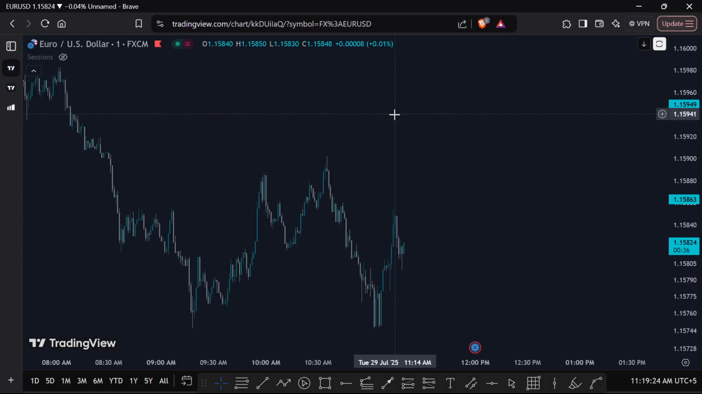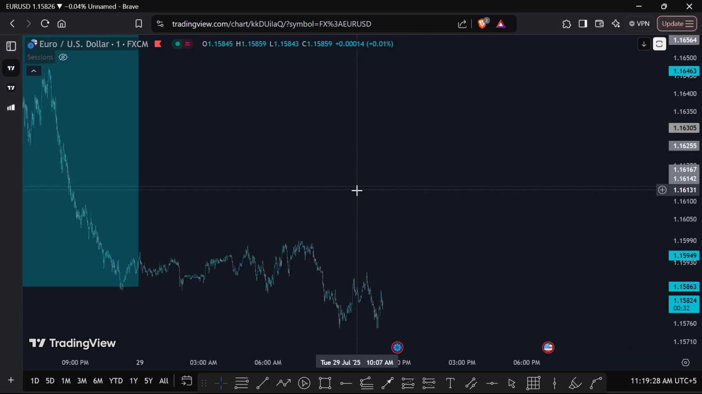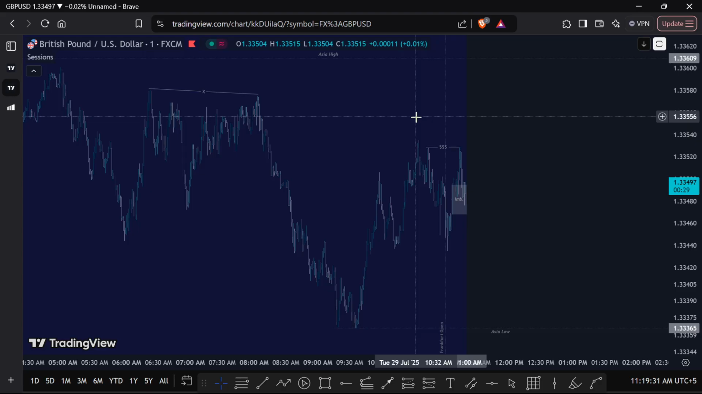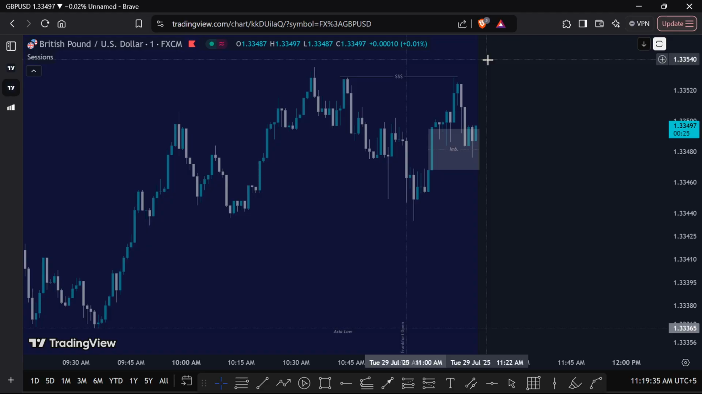EURUSD will go straight to the downside. I'm not expecting EURUSD to do a deep retracement like GBPUSD. GBP may do a deep retracement, but Euro won't, because Euro is more bearish. Euro is extremely bearish right now as compared to GU.